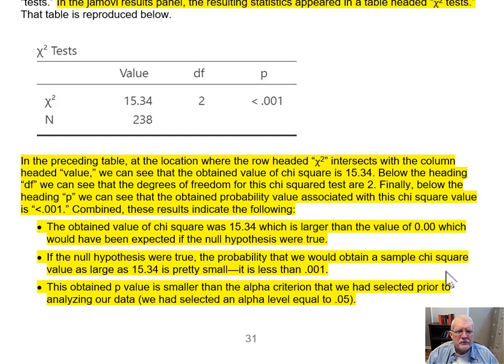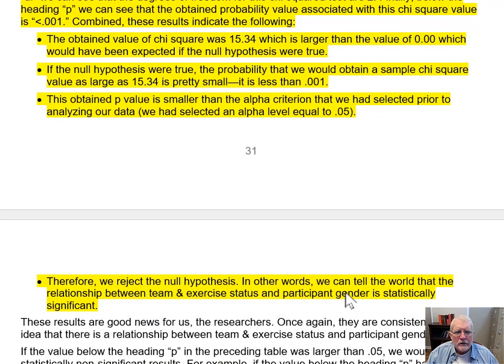If the null hypothesis were true, the probability we would obtain a chi-square statistic as big as 15.34 is pretty small. In fact, it's less than 0.001. My obtained p-value is smaller than the alpha criterion I had selected before analyzing the data. We had selected an alpha level equal to 0.05, and my obtained p-value is less than 0.05. Therefore, we reject the null hypothesis. We can tell the world that the relationship between team and exercise status and participant gender is statistically significant.